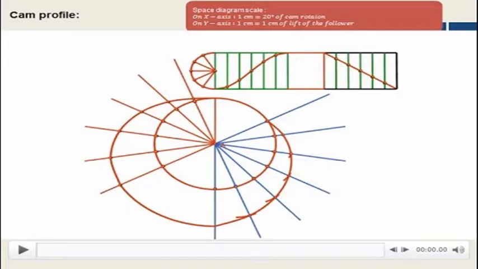Those two would be a cam displacement diagram, which is a graph in linear format, and then we must convert that linear format into a rotary format, which is going to be your cam profile. Let me give you a quick sketch of what I'm talking about.